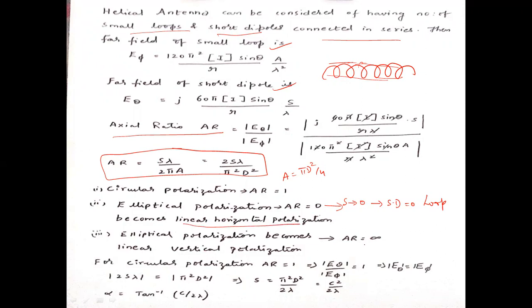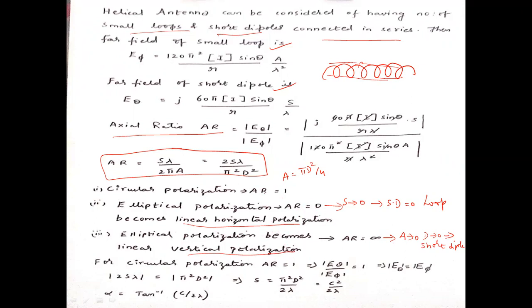And the next case, AR tends to infinity. What does it mean? In this case, A tends to 0. A tends to 0 is nothing but D tends to 0, which leads to the dominating part being the short dipole. So in this case, the loop will be negligible. It operates in short dipole antenna mode. In that case, it leads to linear vertical polarization. So if you observe here, it is either 0 or infinity. These two are like limiting cases.